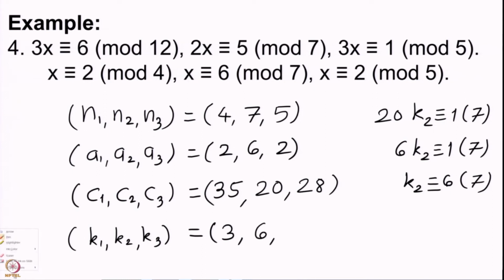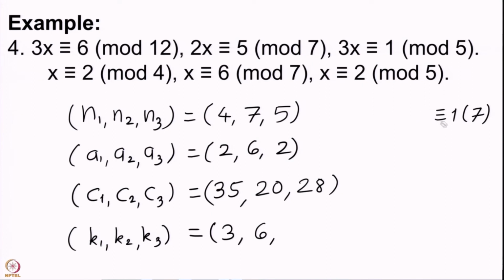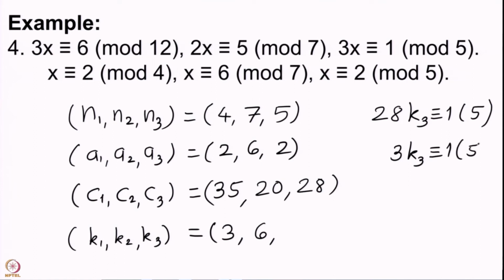So, K2 is 6, and finally we need to compute K3, which should have the property that C3 K3 be 1 modulo N3. C3 is 28. So, 28 K3 should be 1 modulo 5, which means 3 K3 has to be 1 modulo 5, which says that K3 should be equal to 2 mod 5. So, we get that K3 is indeed equal to 2.